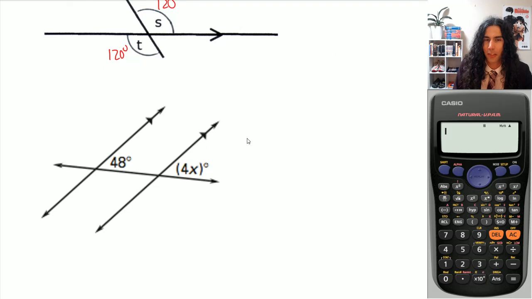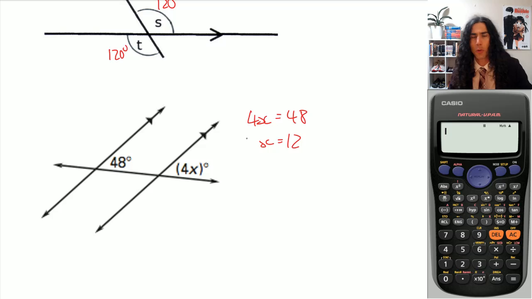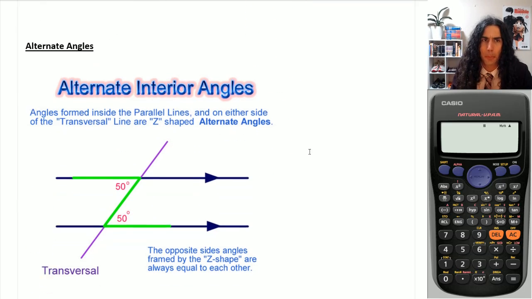Parallel lines. This one I just threw in. They do hard stuff like this. They say, well, 4x has got to be equal to 48 because those angles are equal, so x is equal to 12. We won't be doing those types of questions in this topic. All we need to be able to say is that those two angles are equal. Keep moving. I'm going to go a bit quicker than on my previous videos.